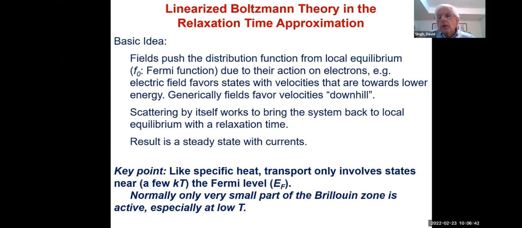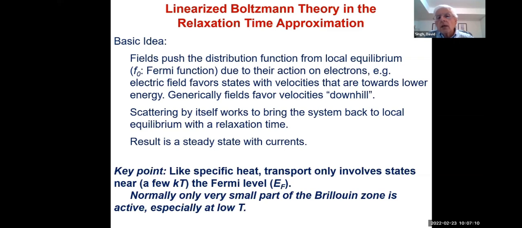And with the Fermi distribution, you're in equilibrium and there's no current because the currents of different states cancel. But if you prefer some states, for example, due to an electric field, then you change that distribution. So fields push the distribution function away from local equilibrium due to the action on electrons, and then that leads to currents. So that's one term.